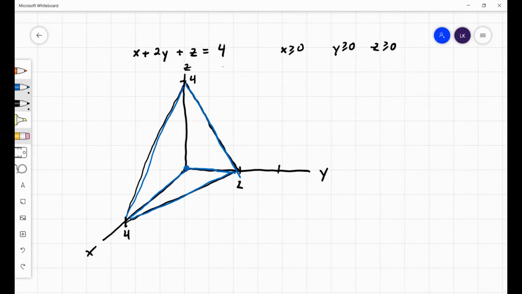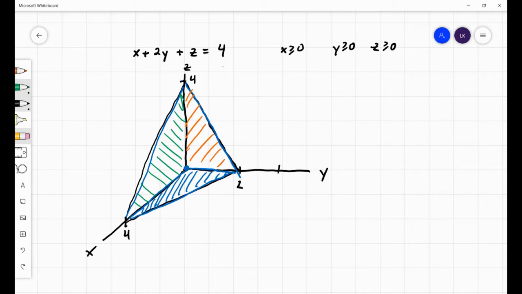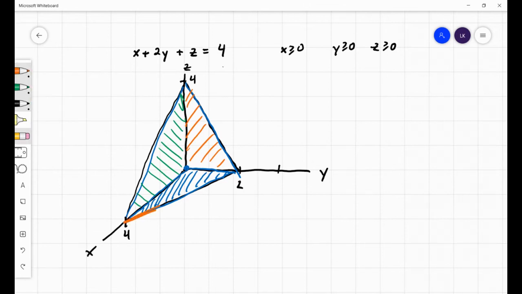Now, so this tetrahedron consists of 4 triangular faces. So we could set up integrals that would give you areas of the 3 sides that are in the coordinate planes, right? We could do that. But then, I mean, we can just use geometry there as well. But the real challenge would be to find the area of the front-facing triangle, the triangle that's formed by the actual plane.